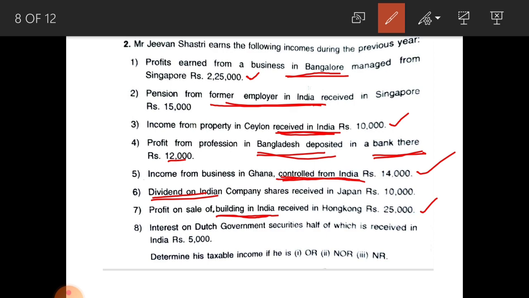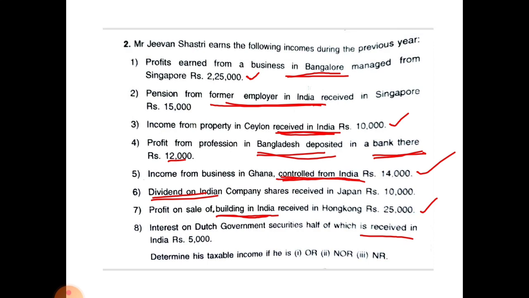Next, see, interest on Dutch government securities, half of which is received in India, rupees 5,000. The total amount of interest on Dutch government securities is rupees 5,000. Ordinary resident must pay tax on this 5,000 rupees, but half of which is received in India. That means rupees 2,500 is received in India. That means not ordinarily resident and non-residents must pay tax on rupees 2,500 only.